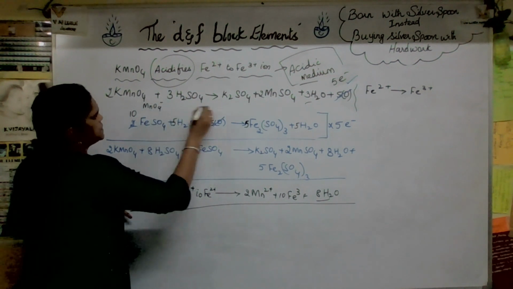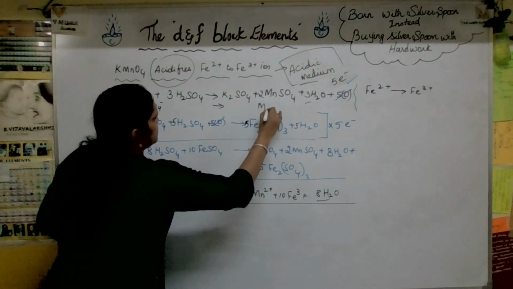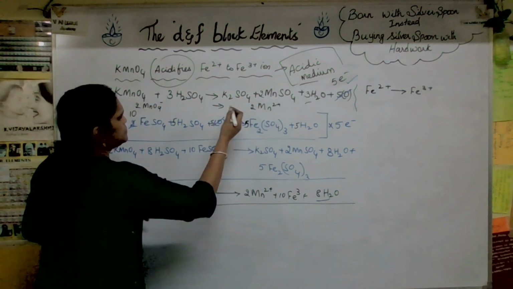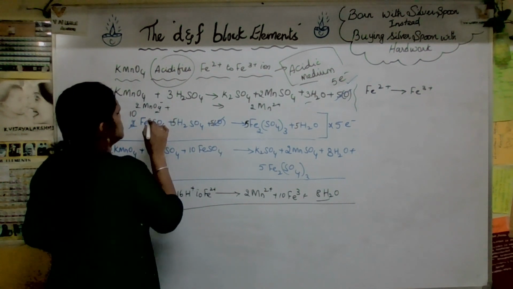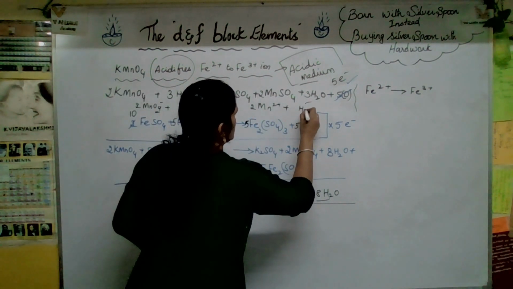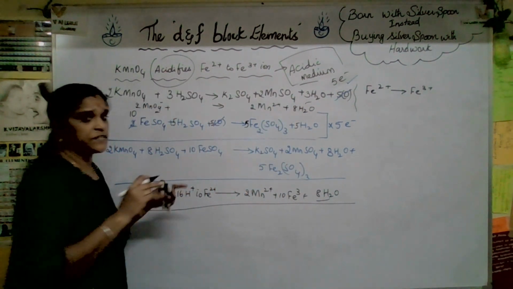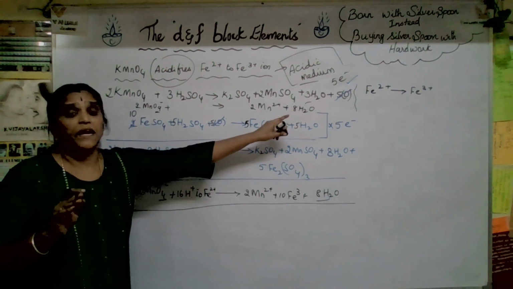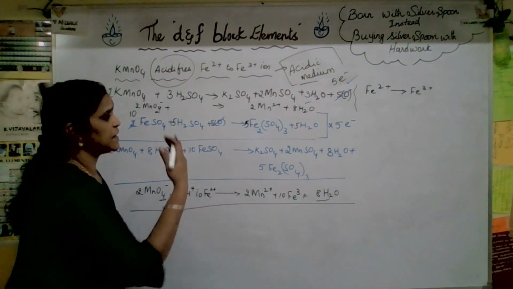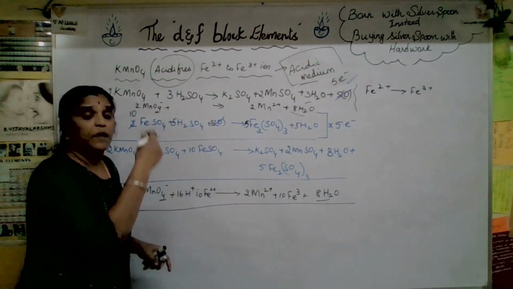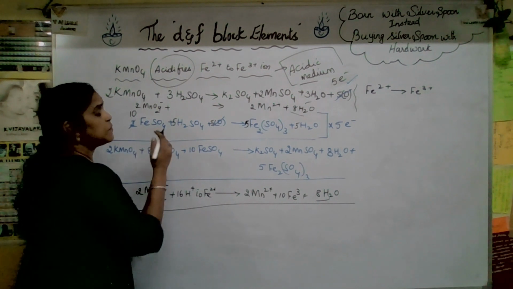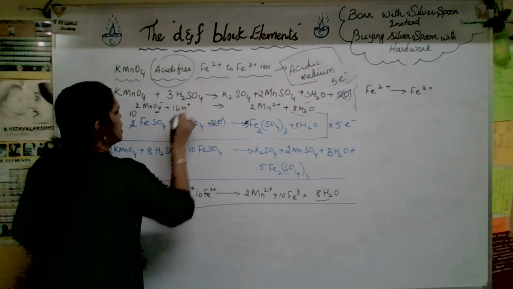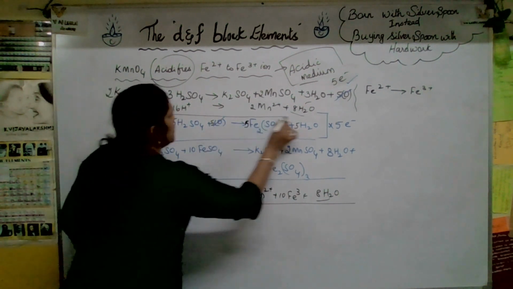MnO4 minus gives Mn2 plus. Right, here 2, here also 2. So here, how many oxygens are there? That many water molecules, 8 H2O. In the last video I gave a clear idea: however many oxygens there are, that many water molecules you have to write on the right hand side. How many hydrogens are available on the right hand side? You have to write that many H plus ions on the left hand side. So that means 16 H plus ion. And this is the top equation.